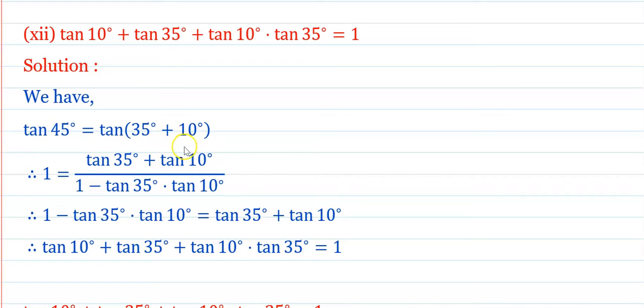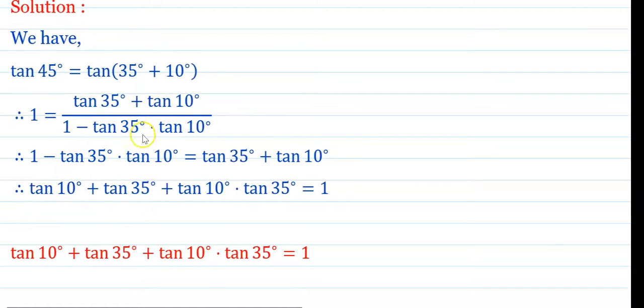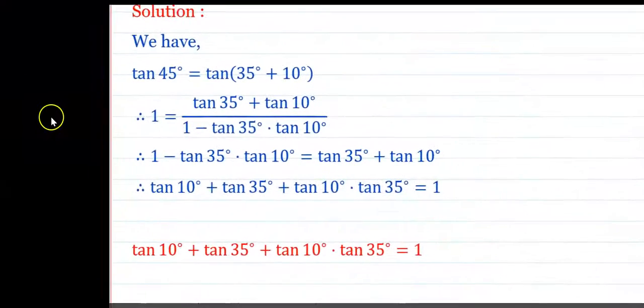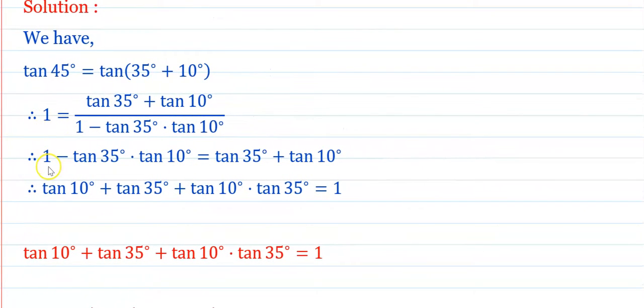Now apply the tan of a plus b: tan of 35 plus tan of 10 upon 1 minus tan of 35 into tan 10. Tan of 45 is 1. Now this is divided here, so it will be multiplied with this 1. That is 1 into 1, you will get 1, then 1 into tan of 35 into tan 10. And on the right hand side, tan 35 plus tan 10.